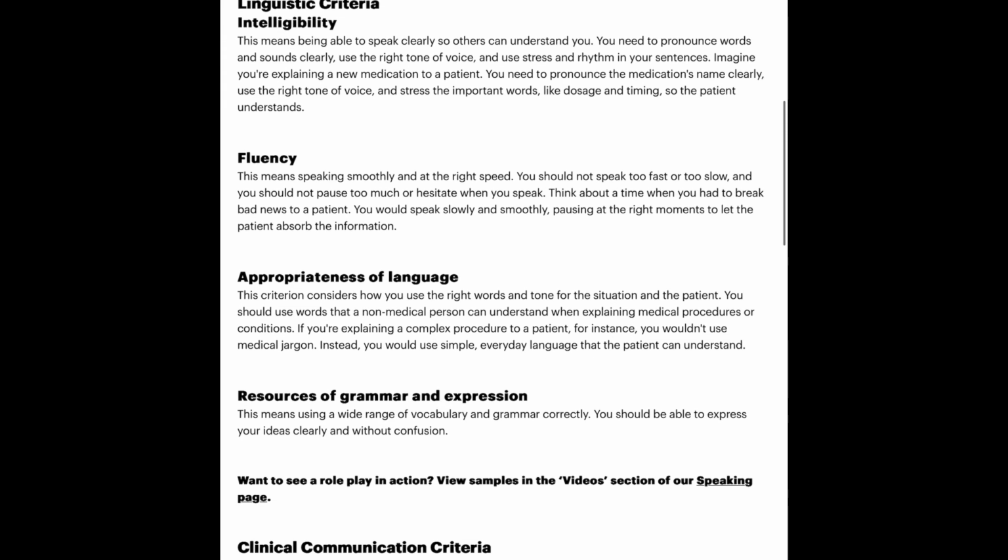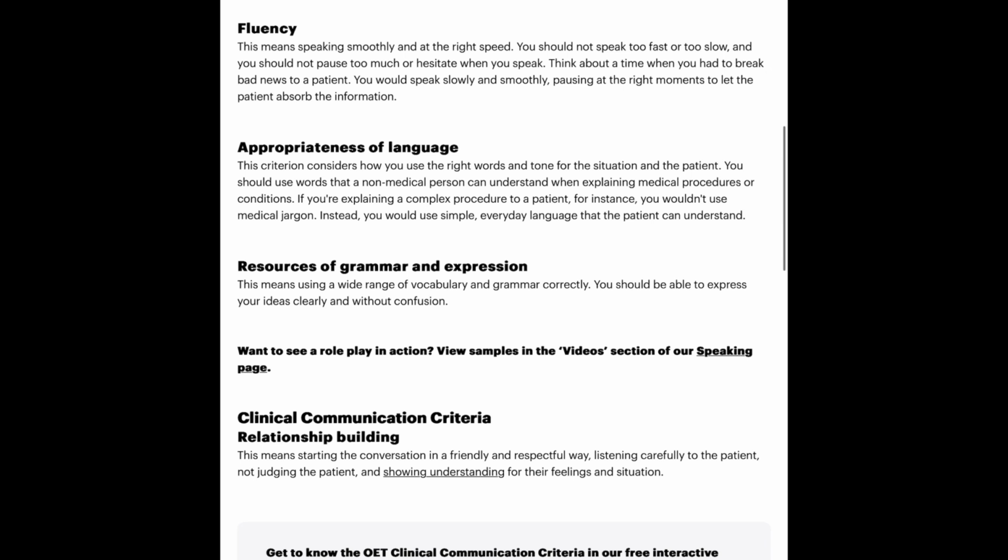The linguistic criteria consist of intelligibility, fluency, appropriateness of language, and resources of grammar and expression. Intelligibility, to be very simple, means your accent should not interfere with the ability of the listener to understand what you're saying. Fluency is that you should speak at a normal speed and you should not pause inappropriately. You should not give the impression that you're searching for structure or searching for words. Appropriateness of language refers to using the right words with the right tone and stressing at the right points.